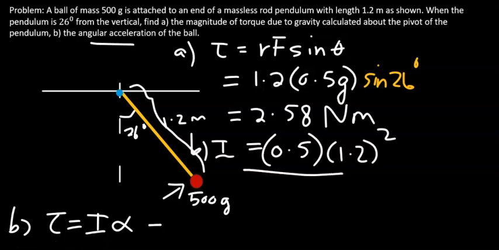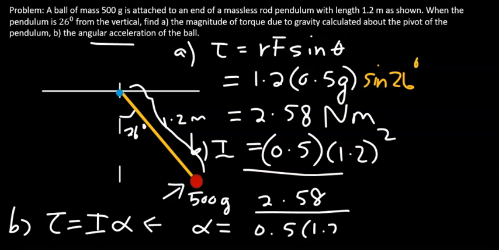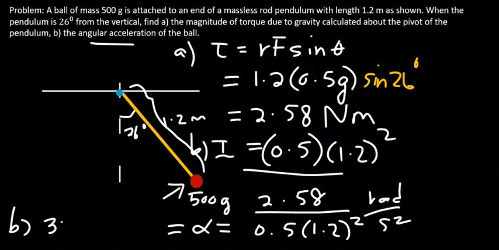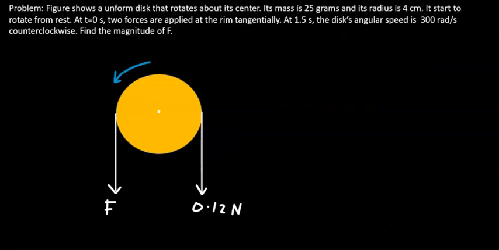Substituting this information inside this equation, we can get alpha, the angular acceleration, equals 2.58, the value we computed from part A, divided by 0.5 times 1.2 squared, in units of radian per second squared. And that's going to give you 3.58 radian per second squared. And that solves the problem. Problem 2.